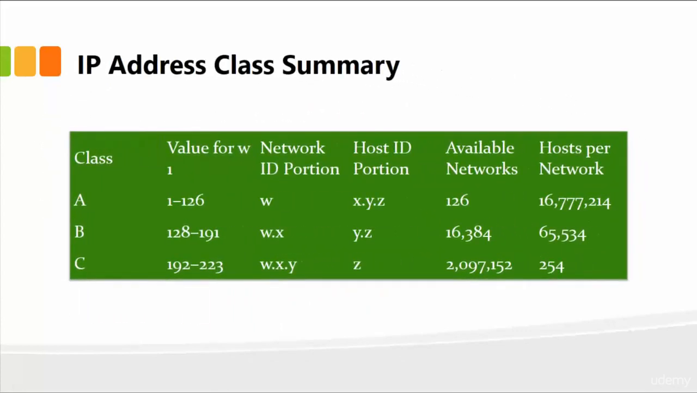Here's the summary of what we just talked about. So we have Class A, B, and C, and the grid provides the values for the network ID portion, the host ID, the available networks, and the hosts per network that you can have within the Class A, B, and C IP addresses respectively. So just go over some of these basic concepts.